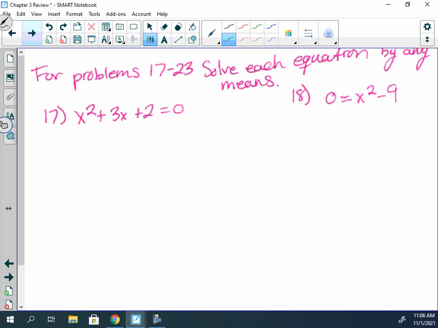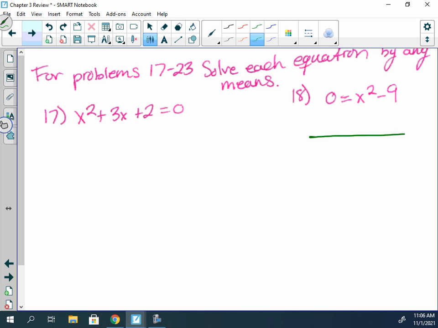So if we're looking at number 18, is there a middle term? Because the middle term would be what? Because what term, or what is the number in front of x to the first power? Do we have an x to the first power? So we don't have a middle term. So we can use the square root method on this here.